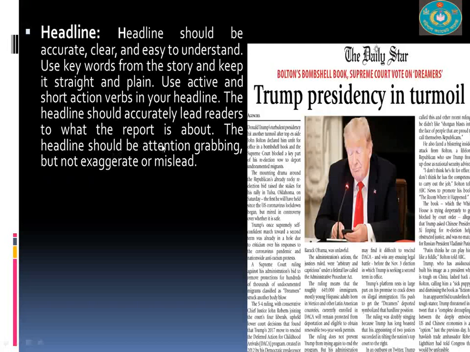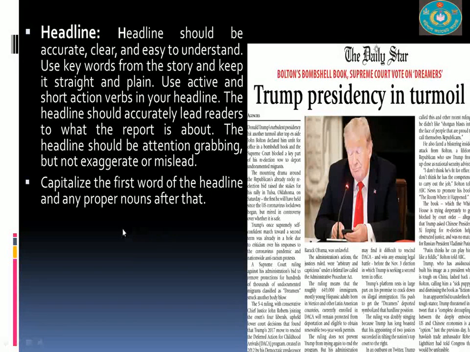The headline should be attention grabbing, but not exaggerate or mislead. Look at this: Trump presidency in turmoil. We have some other points for headlines. Capitalize the first word of the headline and any proper nouns after that.